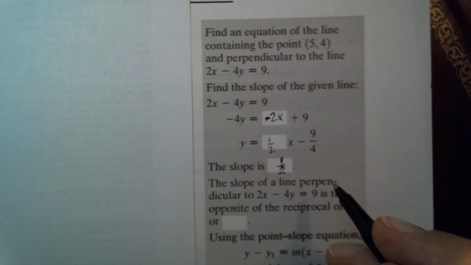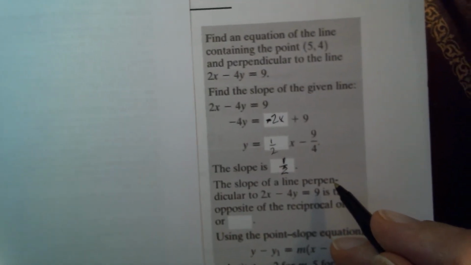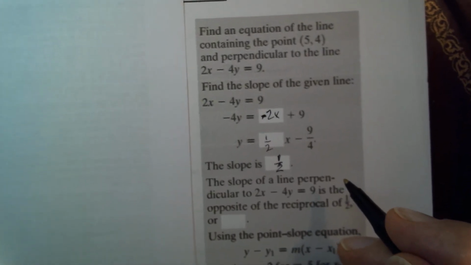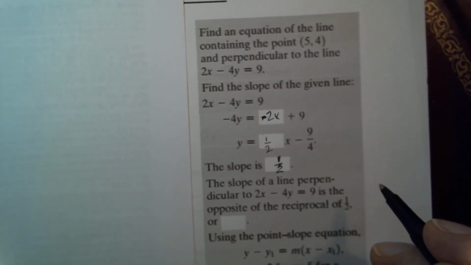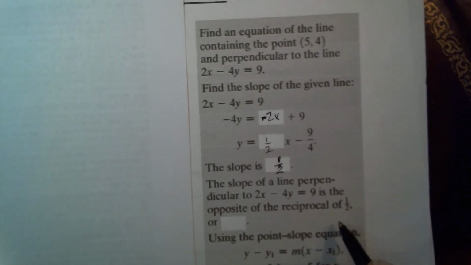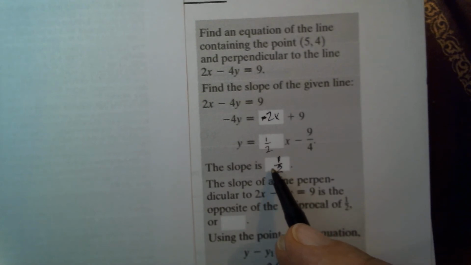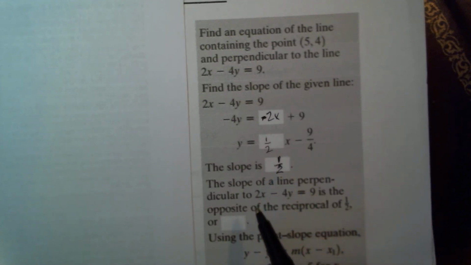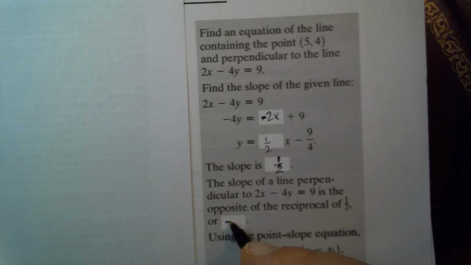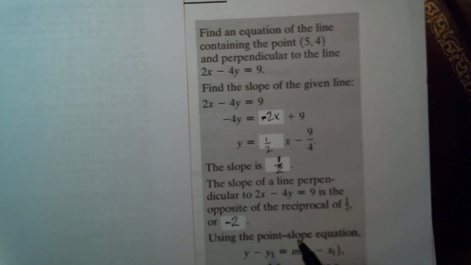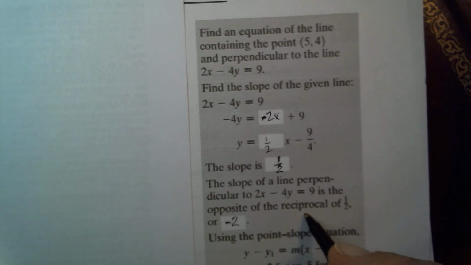Now the slope of a line that's perpendicular to the given line is the opposite of the reciprocal of 1/2. So the opposite would be minus 1/2, and the reciprocal of minus 1/2 is minus 2. So that is the slope of the line that's going to be perpendicular to the given line. That line contains the given point 5, 4.